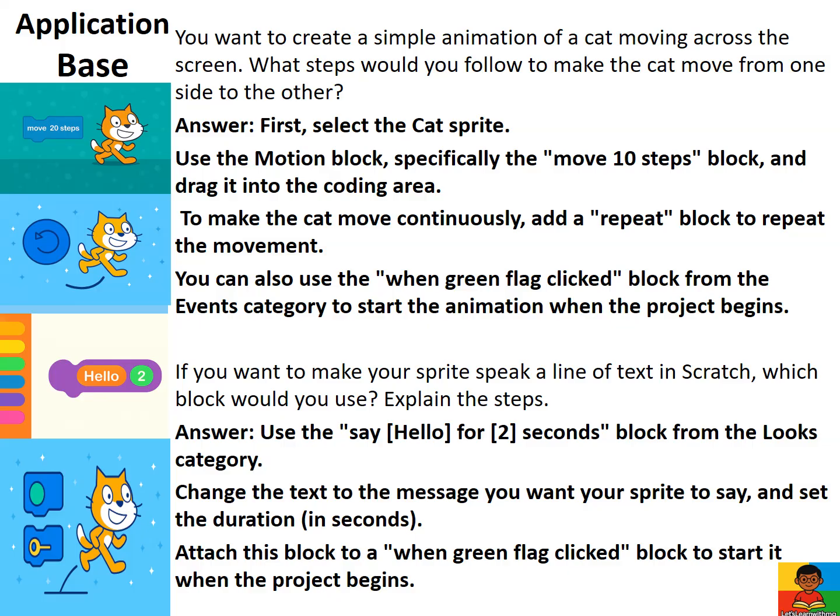If you want to make your sprite speak a line of text in Scratch, which block would you use? Answer: use the Say Hello for 2 seconds block from the Looks category. Change the text to your message and set the duration. Attach it to a When Green Flag Clicked block.